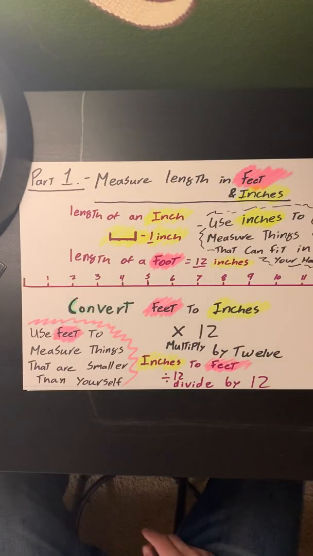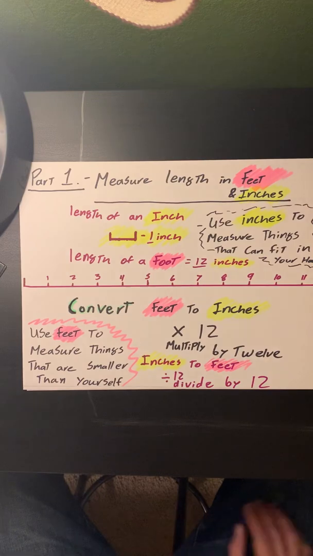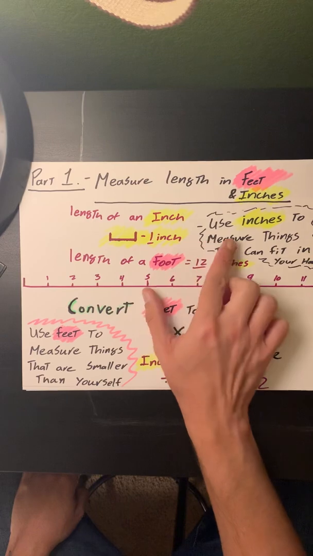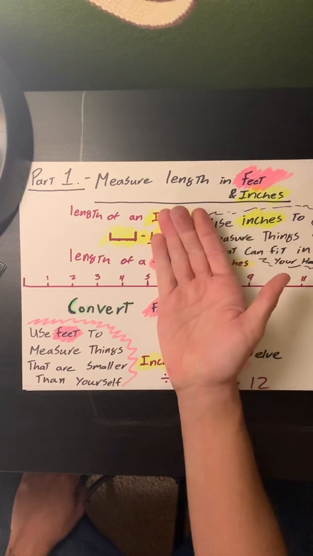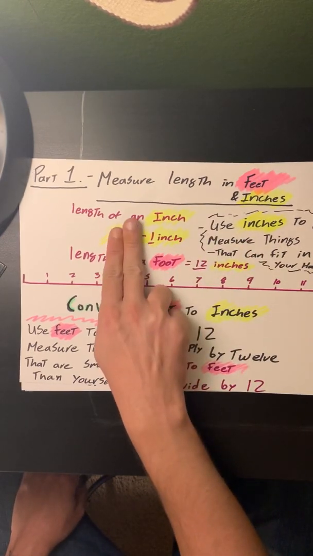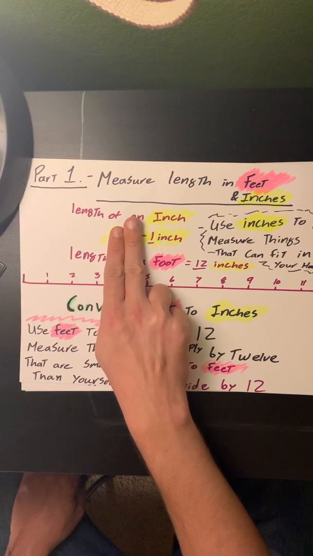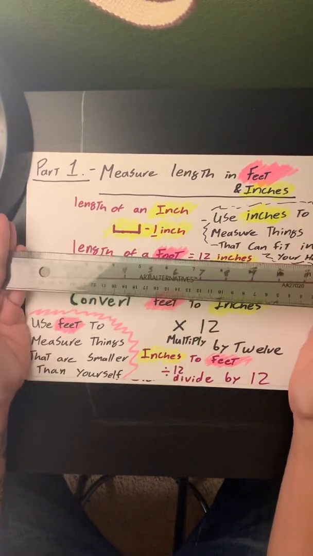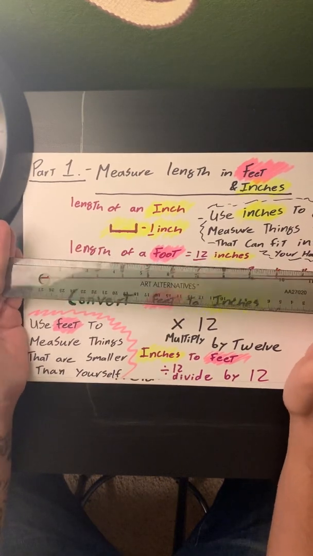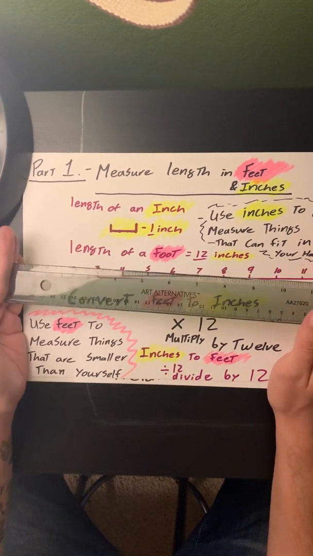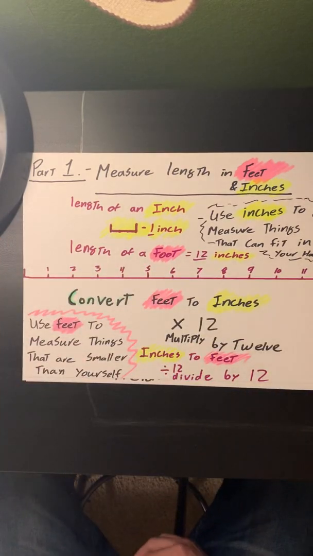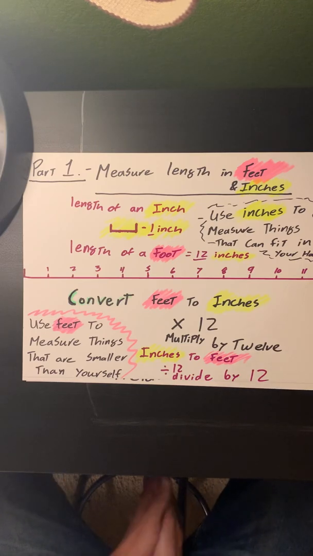Part 1, measuring length in feet and inches. So the length of an inch. We use inches to measure things that we can fit in our hand. 2 of my fingers together is about the length of 1 inch. Okay? If I have 12 inches, like this ruler, that would be 1 foot. So things that I carry with both hands, I'd measure in feet. Okay? Or anything that is smaller than myself, I can measure in feet.